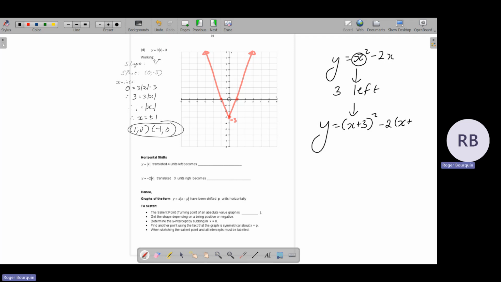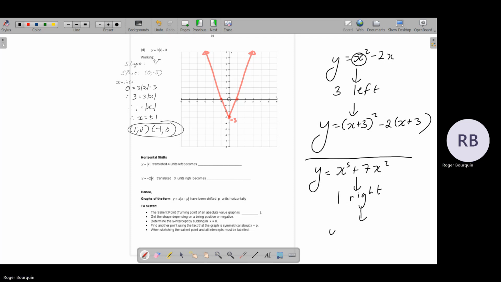Going right. Okay. So if I gave you this, y is equal to some graph you don't even know, x to the 5 plus 7x squared, and I move that 1 to the right, what does that equation become? Check with your neighbor. What can you do?